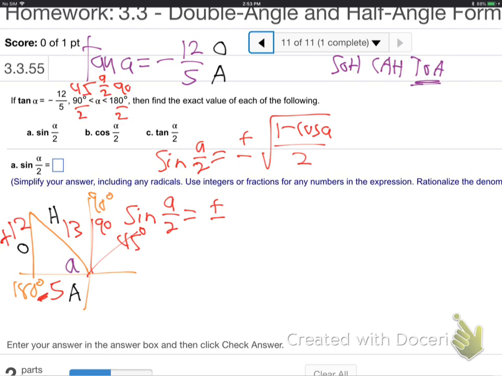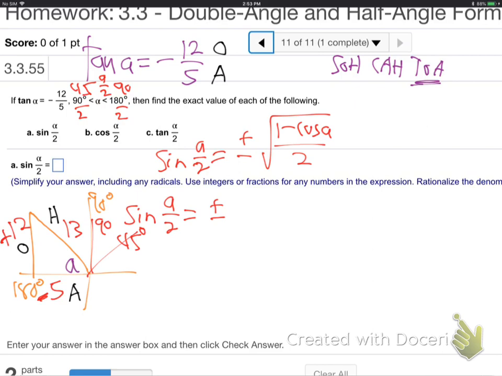They're actually asking me for the sign of A over 2 right here. So A is between 90 and 180. Divided through by 2, A over 2 is between 45 and 90, isn't it? I just cut 90 in half and 180 in half and got A over 2 between 45 and 90. So A over 2 is in quadrant 1.